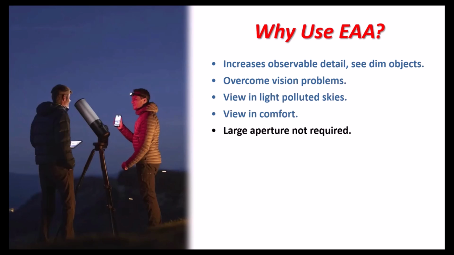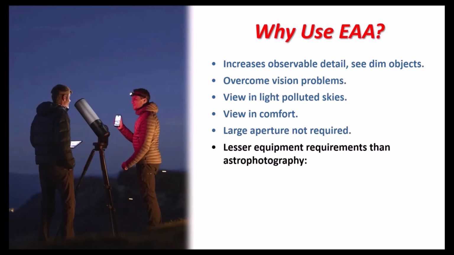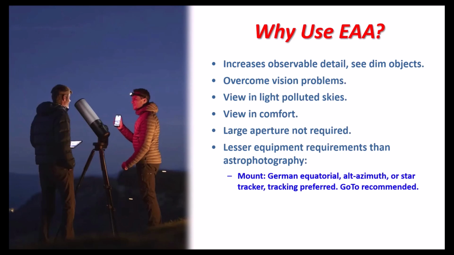And really, large apertures are not required. In fact, most smart telescopes do not really come in large apertures. They're all pretty limited to smaller sizes right now. And you don't need nearly as much equipment as you do with astrophotography. For mounts, you can use a German equatorial mount on your standard telescope, but pretty much all smart telescopes are the all-azimuth design. You can even put a telescope on a good capacity star tracker. We'll talk more about those next time as well.